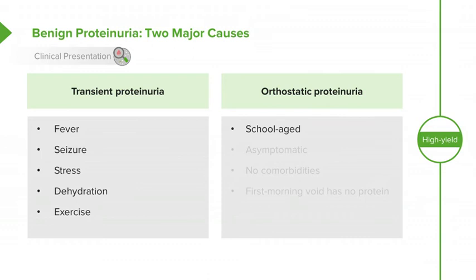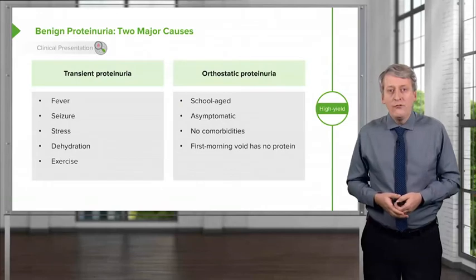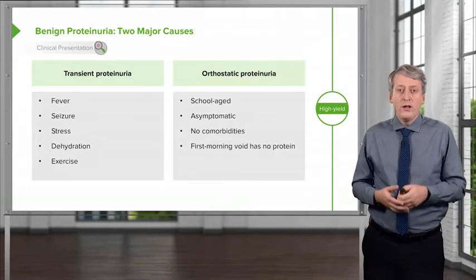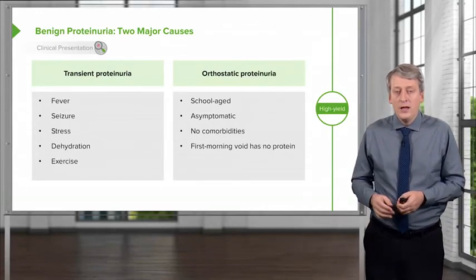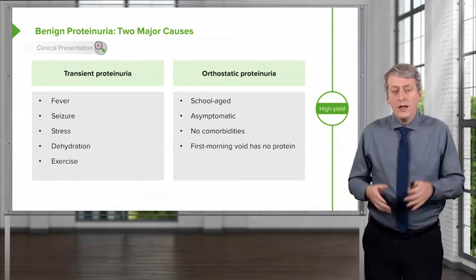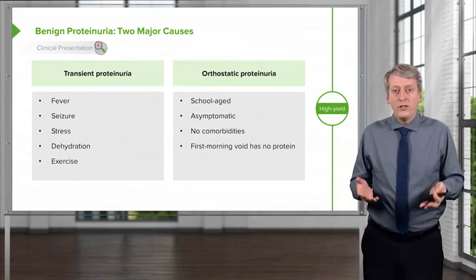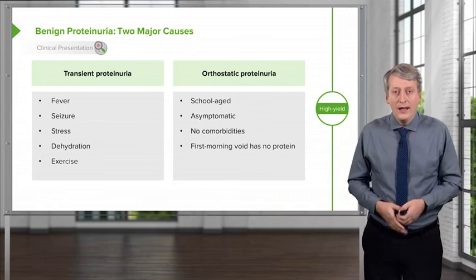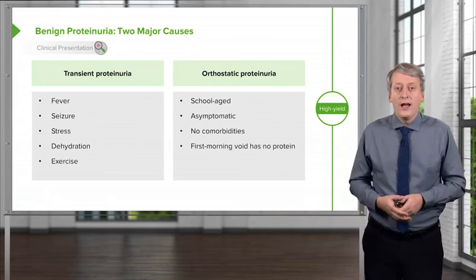Orthostatic proteinuria is a phenomenon that's most specific to school-aged children. This is an asymptomatic proteinuria, such as our case at the beginning of this talk. There are no comorbidities. These children have no other problems. And if you obtain a first morning void, right when they wake up, it will not have protein. These patients have protein from having stood up all day, hence the word orthostatic proteinuria.